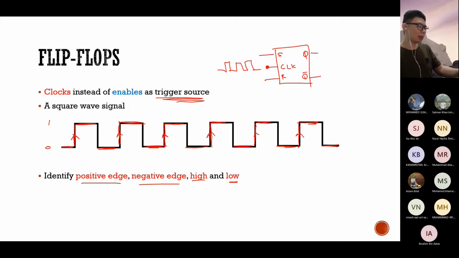Negative edge is the other way around. It is when the signal goes from 1 to 0. So the negative edge is over here, going to 0 like that. These are the negative edges.